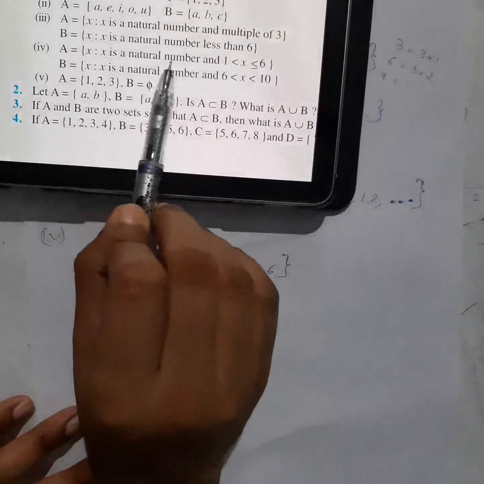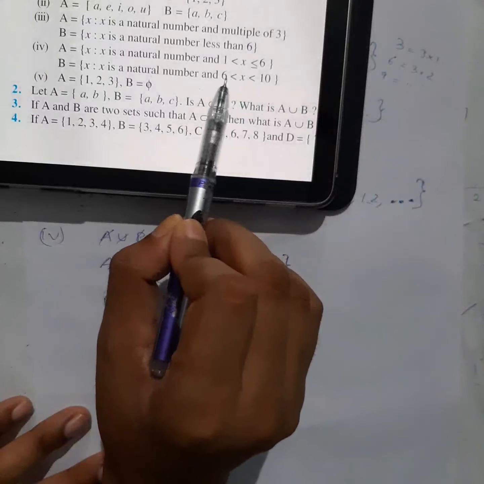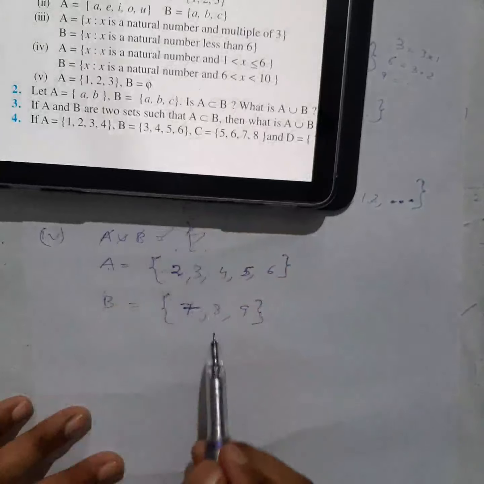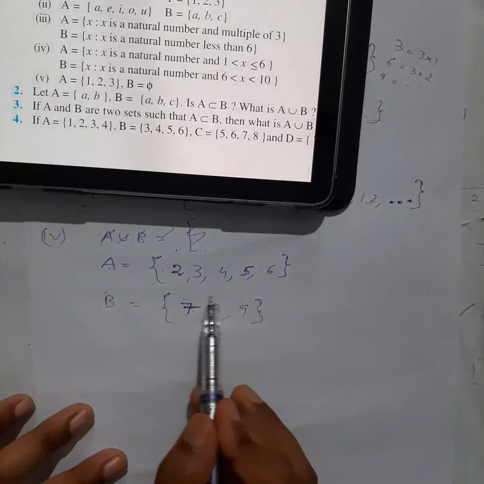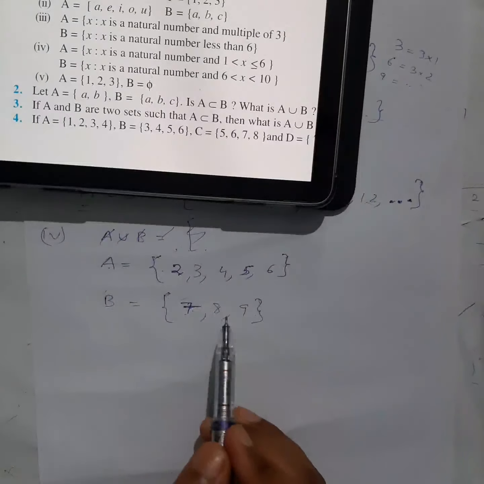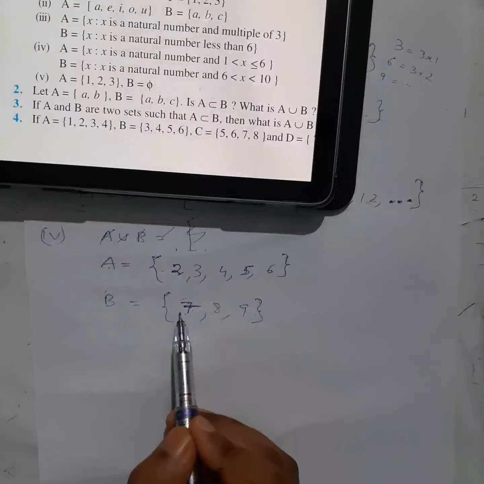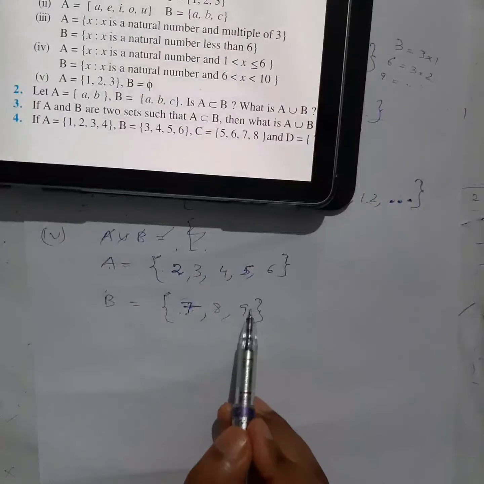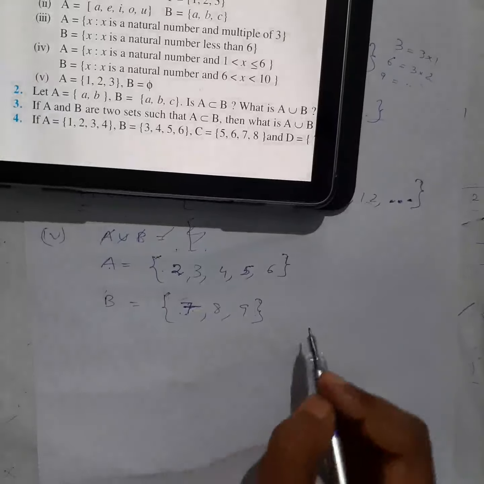Okay, so X is the element and X is what? Greater than 6 and less than 10. So here only natural numbers will be there. Which natural numbers? X greater than 6, less than 10. Greater than 6, right? This one, and less than 10. Okay, so this will be your set.